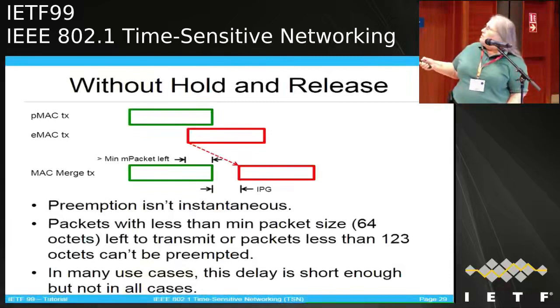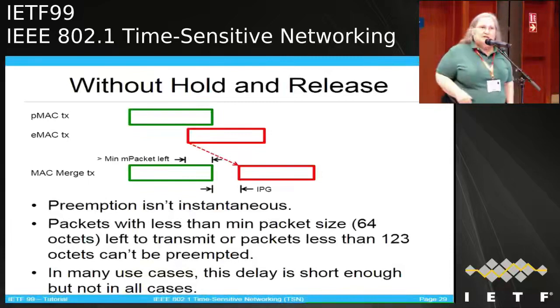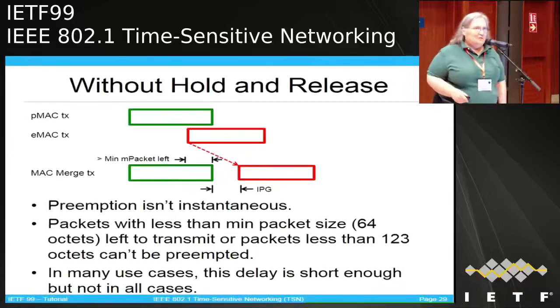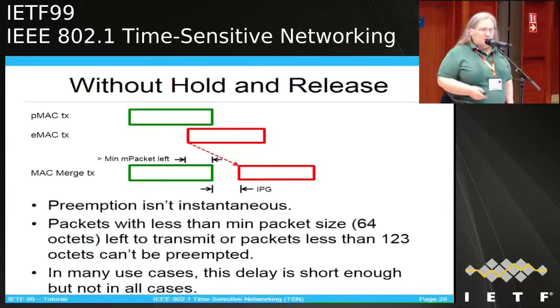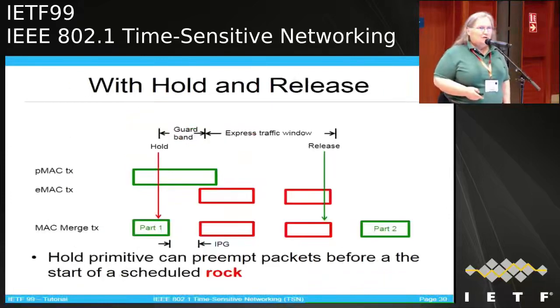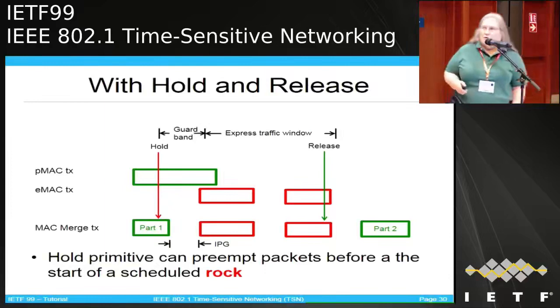And then in many use cases, we can stand that amount of delay. We don't need to do anything special, and when we want to send an express packet, a packet that can preempt the preemptible traffic, we just send it and live with the fact that it doesn't happen instantaneously, that we have to get to the end of the current packet or get to the point where we preempt and have an interframe gap. But for the most tight timing, where we really want to minimize the amount of jitter on the scheduled traffic, we have the hold and release.